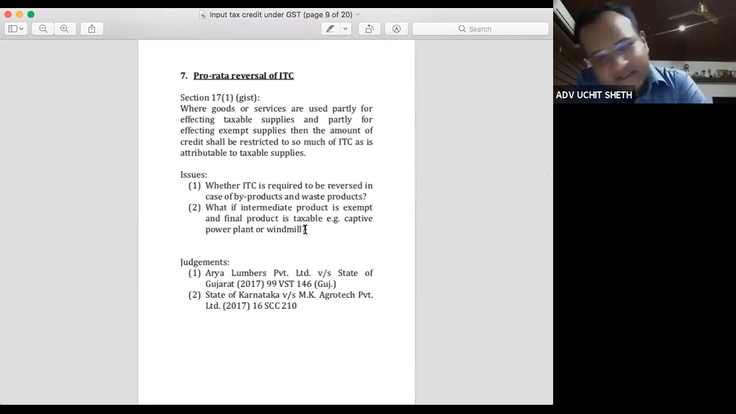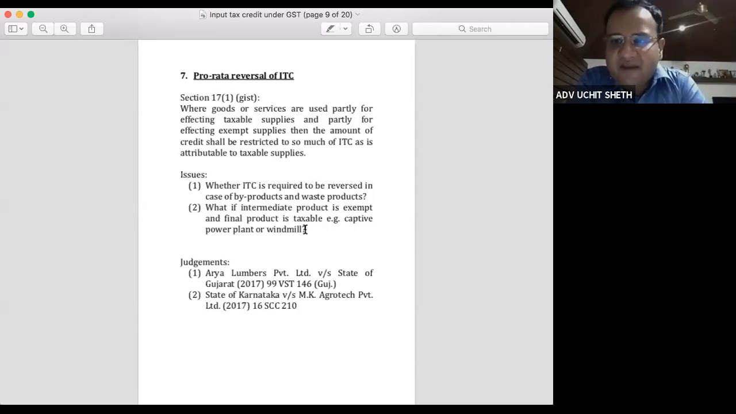Next, we go to section 17, which provides for certain circumstances where the input tax credit is required to be reduced, or where input tax credit is not available. First, section 17 subsection 2. I have just extracted the gist of that provision. It says that where goods or services are used partly for effecting taxable supplies and partly for effecting exempt supplies, then the amount of credit shall be restricted to so much of ITC as is attributable to taxable supplies.